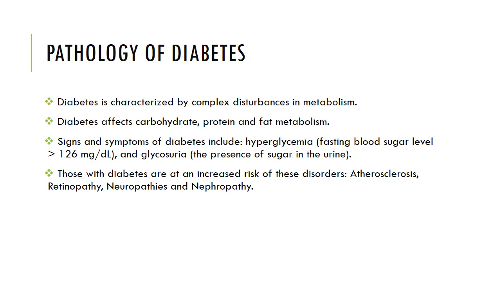Signs and symptoms of diabetes include hyperglycemia, which can be seen as a fasting blood sugar level greater than 126, and glycosuria, the presence of sugar in the urine. Those with diabetes are at an increased risk of these disorders: atherosclerosis, retinopathy, neuropathies, and nephropathy.